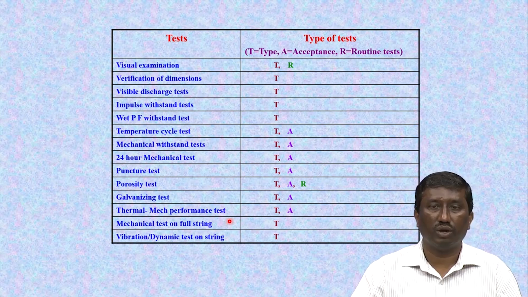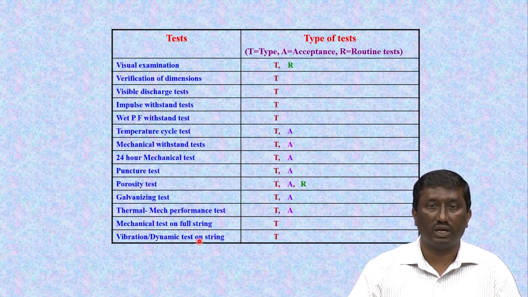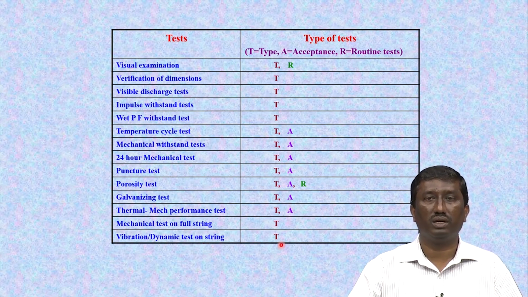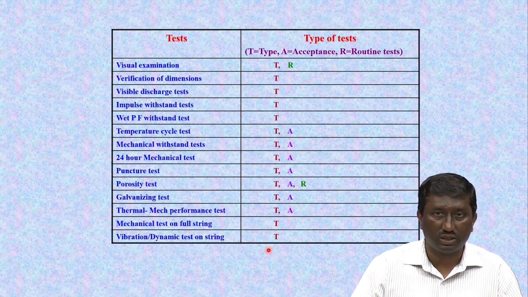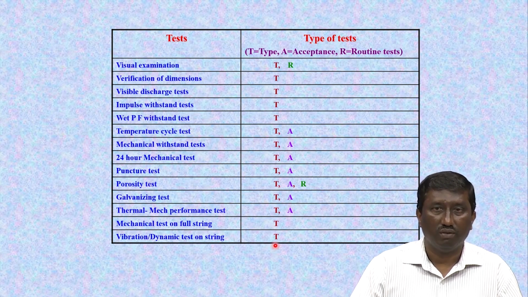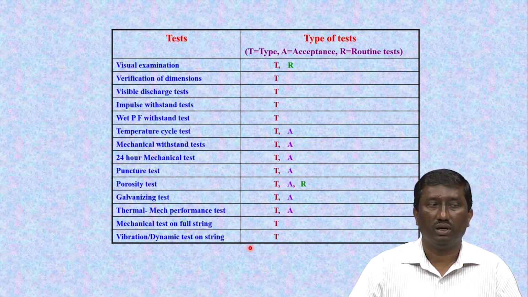Similarly, thermal mechanical performance, we have to make it both the type and acceptance. So, mechanical test, particularly on the full string arrangement, that is the full string consisting of the entire line hardware, conductors, corona control arrangement, arcing horns similar to the field conditions, are normally conducted in the test laboratories or recognized certification laboratories. And vibration dynamic test, this also falls under the type test. These are some of the classifications for the insulator strings which give an idea of which come under the category of type testing, acceptance or the routine testing arrangement.